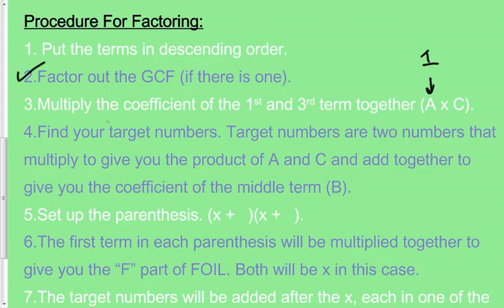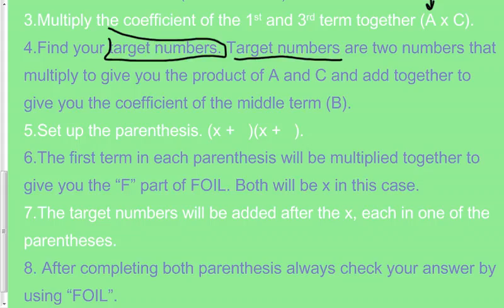All right, now we're going to find target numbers. Target numbers is something that's new to you. So target numbers are, this will be a vocabulary word as well, two numbers that multiply to give you the product of A and C, and add to give you the coefficient of the middle term, or B. So we're going to use those two target numbers in just a second. Then once we find the target numbers, we're going to set up our parentheses to be in this form, our binomials, x plus something times x plus something. The first term in each parentheses will be multiplied together to give you the F part of the FOIL. Both will be x in this case. So this one we don't really need.